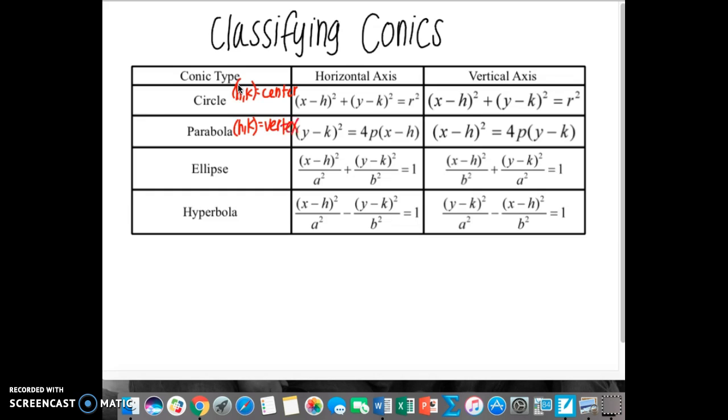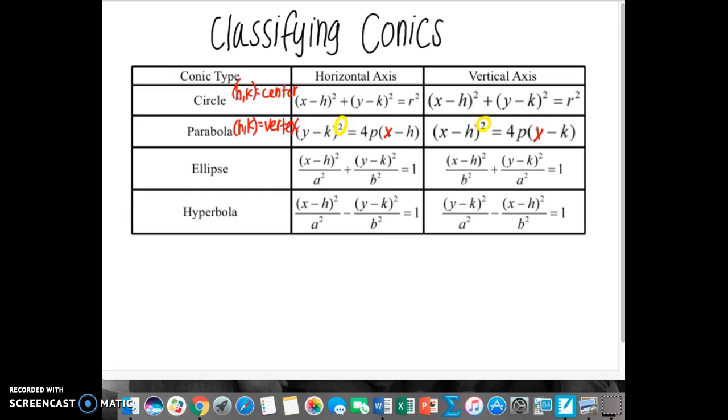And a parabola is the only conic that has only one squared term. So notice in your formulas, there's only one squared term for each. If we have a horizontal axis, that would be the x-axis, so our x value is going to be the variable without a square term. And if we have a vertical parabola, then our y value will be the variable without a square term.